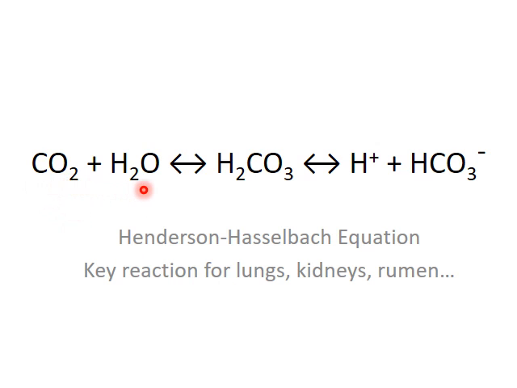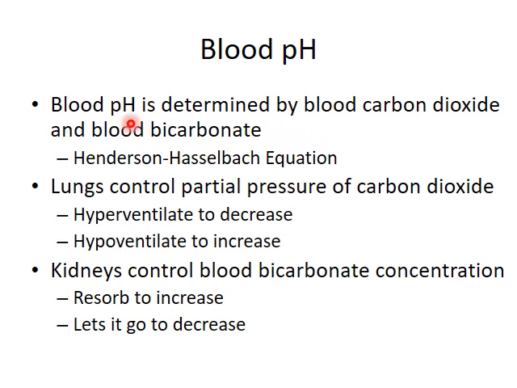So carbon dioxide plus water, we have our carbonic anhydrase enzyme that's going to create carbonic acid. Carbonic acid is going to immediately dissociate into a hydrogen ion and a bicarbonate ion. So we create more or less hydrogen ions by moving this equation back and forth, by playing with the amount of carbon dioxide in the lungs or the amount of bicarb in the blood with our kidneys. So we can move things back and forth, and that's called mass action. So we've got the blood pH determined by the blood carbon dioxide and blood bicarbonate. We just saw that in the Henderson-Hasselbalch equation.